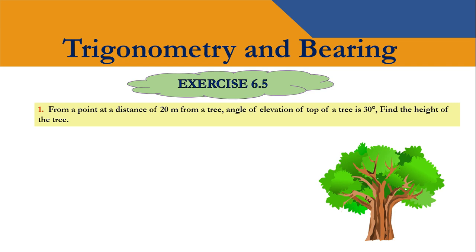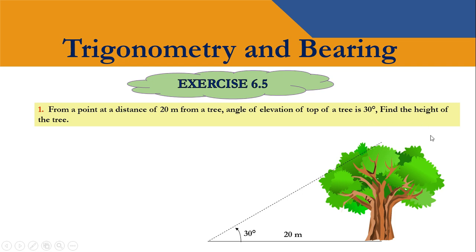In the first question, from a point at a distance of 20 meters from a tree, consider this line, and this is the point which is 20 meters away from the tree. This line is the horizontal line. If from the horizontal line we are looking upward, our line of sight is upward, the angle is known as the angle of elevation. So here this is our angle of elevation to the top of the tree. This angle is given, which is 30 degrees.